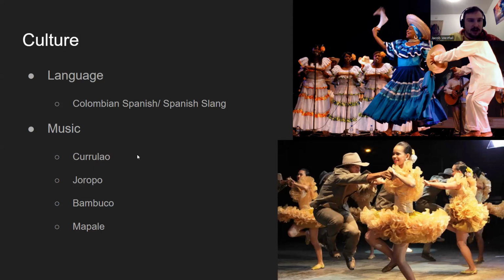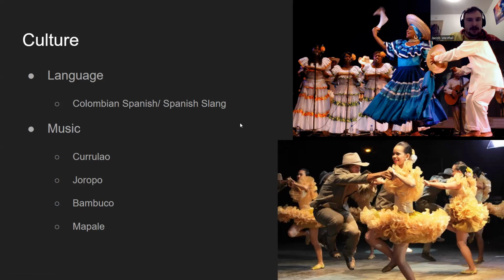Music, you have curulao, joropo, bambuco, and mapale. Curulao is a more traditional folk style of music you dance to more formally, as you can see here. The dresses look more formal. The dancing looks a little more formal.